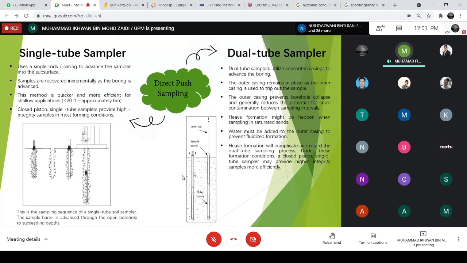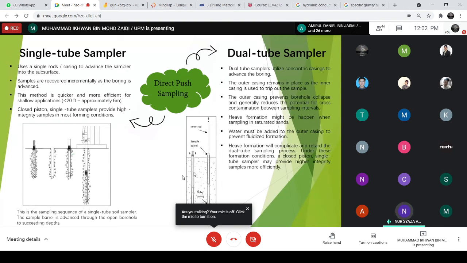Next, for the dual tube sampler, it utilizes concentric casing to advance the boring. The outer casing remains in place as the inner casing is used to retrieve the sample as the boring is advanced incrementally. Like the figure shows, the outer casing prevents borehole collapse and generally reduces the potential for cross-contamination between sampling intervals. Unfortunately, dual tube methods are subject to formation heave when sampling in saturated sand.